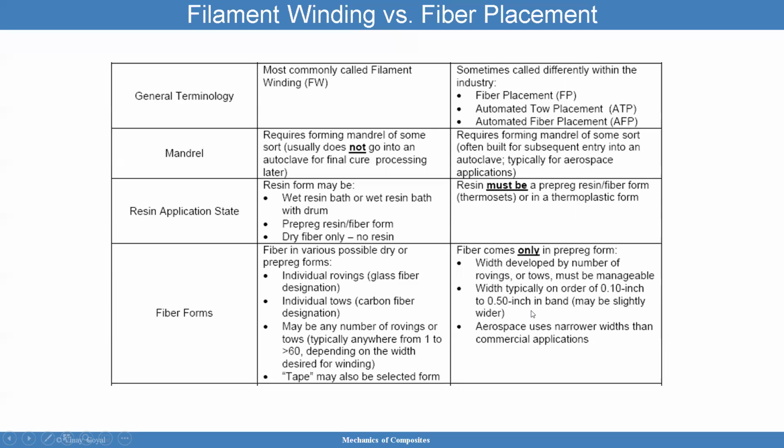On the left side, where I'm looking at filament winding, you can have a lot of different forms of fibers, including individual rovings, individual tows. You may have a number of rovings or tows to expedite the process, and you also have tape, which may also be the selected form.